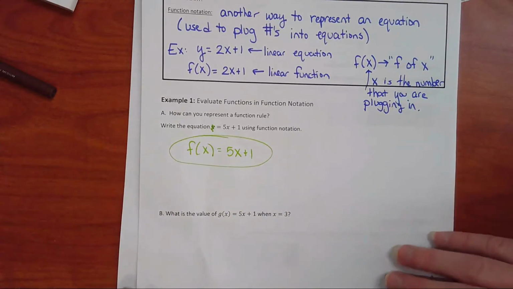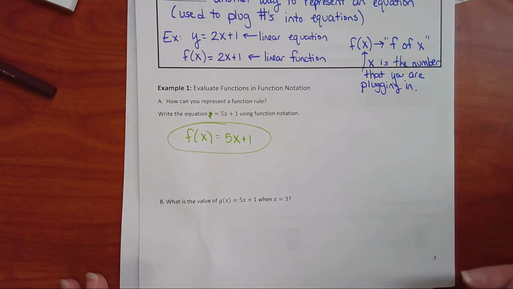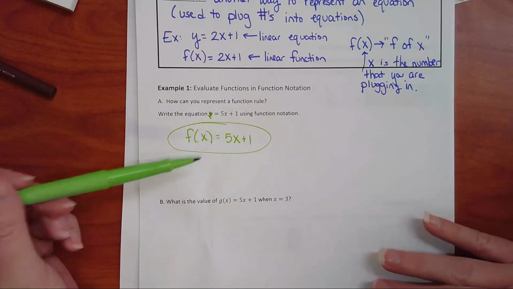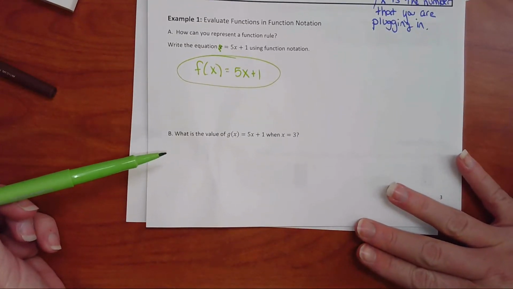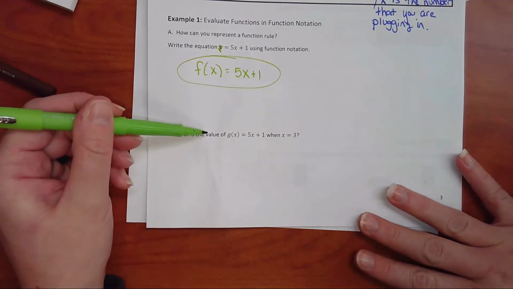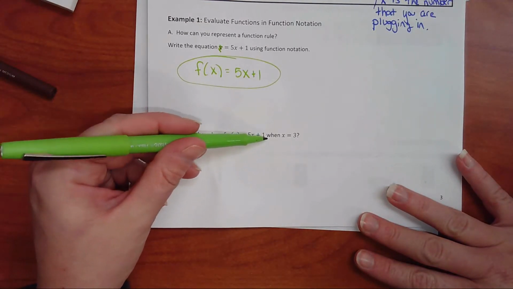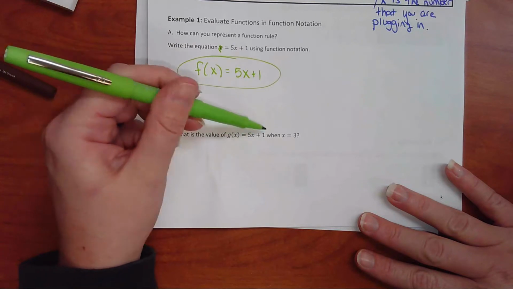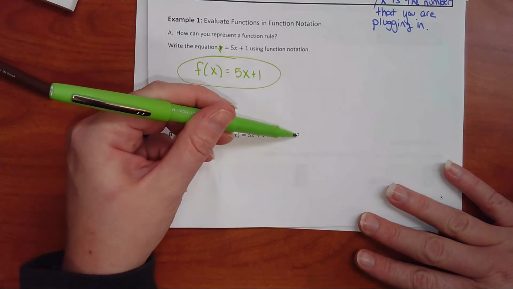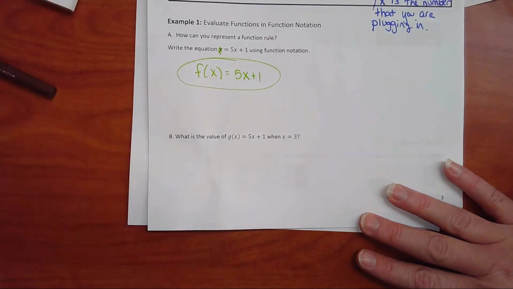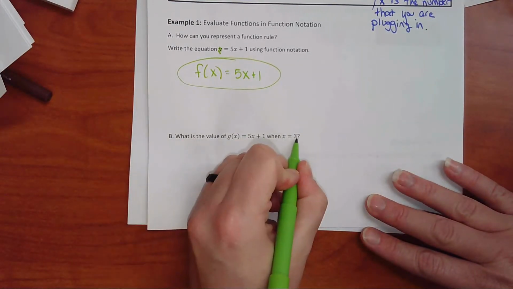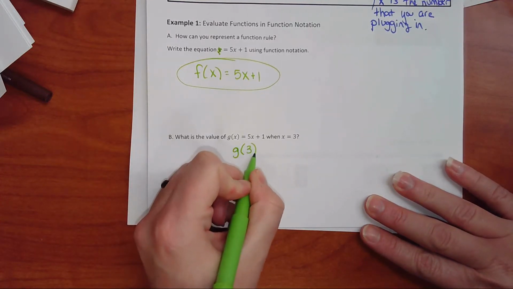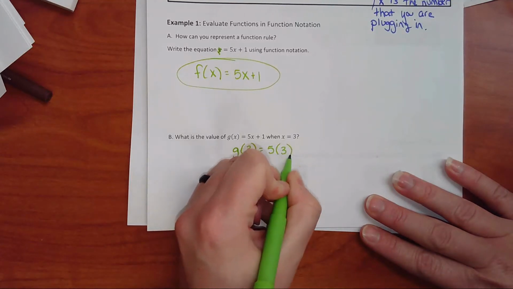I wish I could see your faces right now because you're probably like, that's it? This is too easy. It gets a little more difficult when we have to plug numbers in. What we use function notation for is what it's asking you to do down here in B. It says, what is the value of g of x equals 5x plus 1 when x equals 3? Basically, what does this function or equation give you when you plug a 3 in for x? How we write this, we're taking a 3 and plugging it in both spots. So we're going to do g of 3 equals 5 times 3 plus 1.